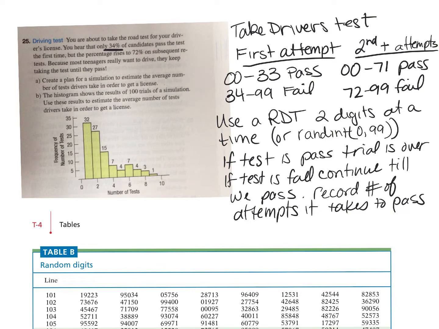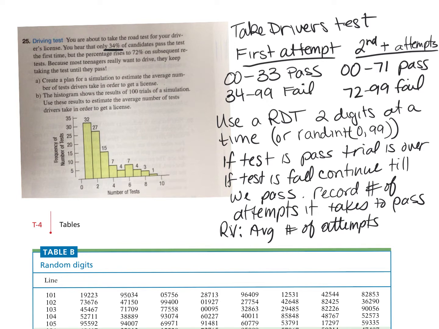So that's step 3. Step 4, what's our response variable? It's the average number of attempts. The histogram shows the results of 100 trials of a simulation. Use these results to estimate the average number of tests drivers take in order to get a license. So it's not actually asking you to do the simulation. It's just asking you to create a plan for it. And then 27 asks us to use this information again.